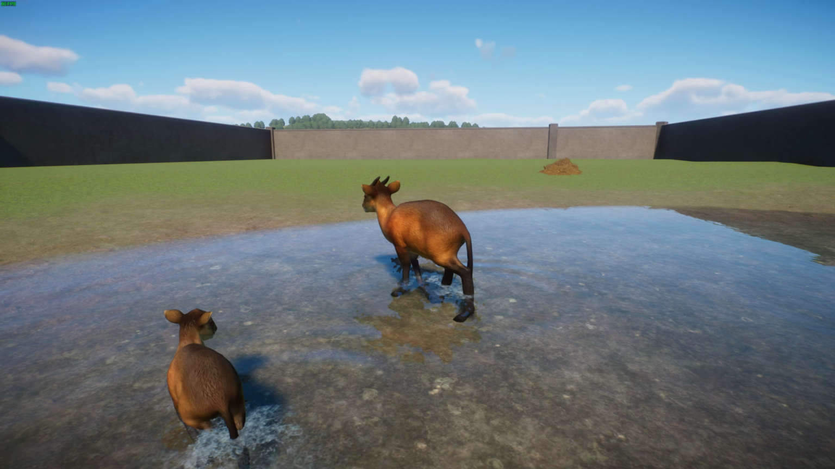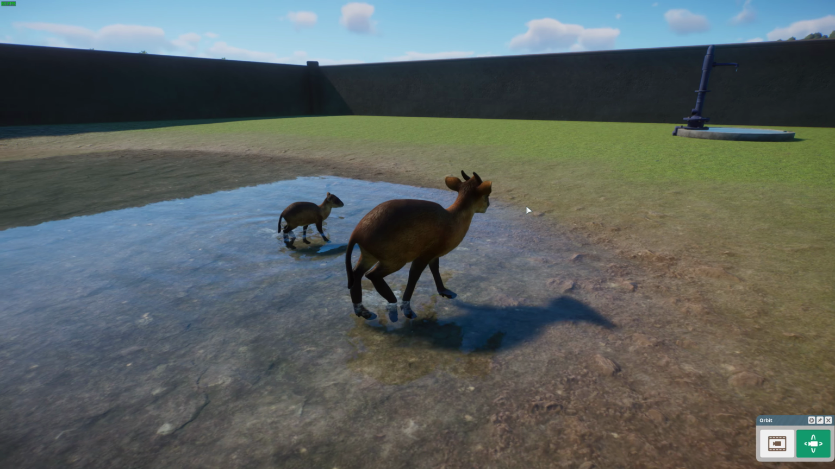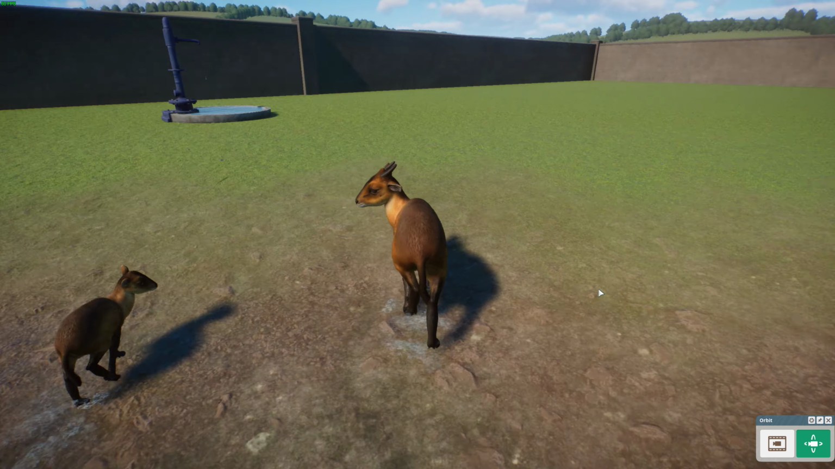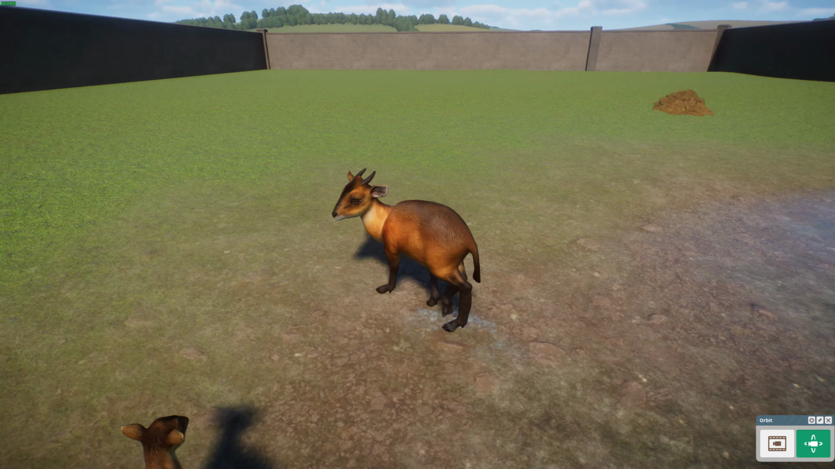And they are prey for quite a few species. They are hunted by leopards, crowned eagles, and African rock pythons, but probably their biggest predator is man, as they are quite common for bushmeats.